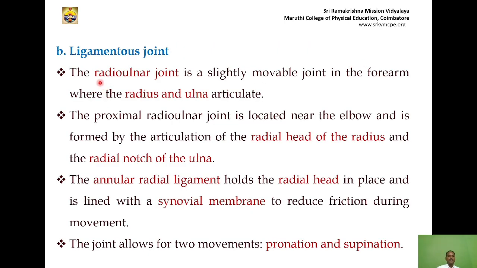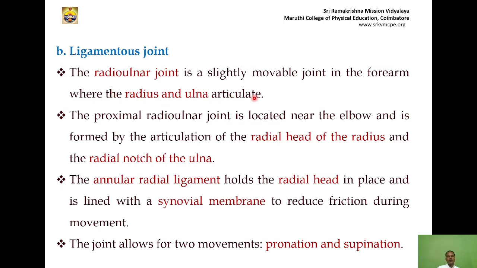And the second type of slightly movable joint is the ligamentous joint. The radio-ulnar joint. These are the radius and ulna bones. The radio-ulnar joint is a slightly movable joint in the forearm where the radius and the ulna articulate.